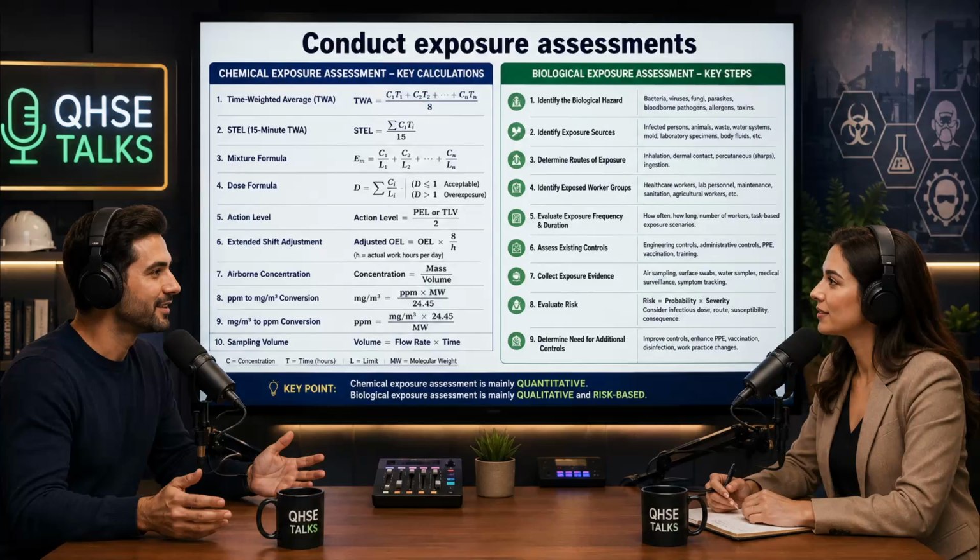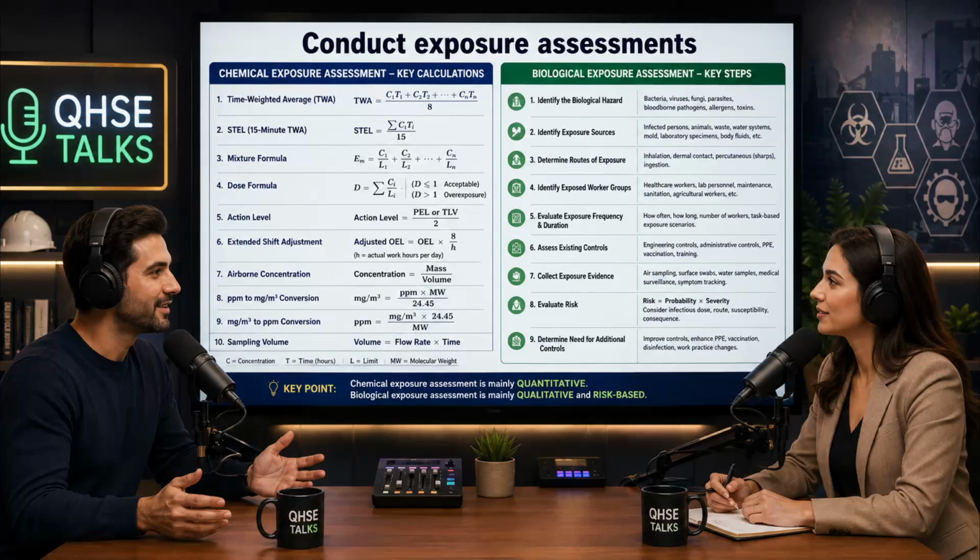Okay, we understand the architecture of the limits. Now we have to translate the theory into practice. We have to do the math. Time to crunch some numbers. Because, as an industrial hygienist, you are going to be handed a stack of laboratory reports with varying concentrations and varying times, and you have to synthesize them into a single legally defensible number.